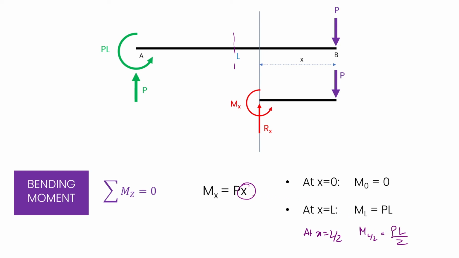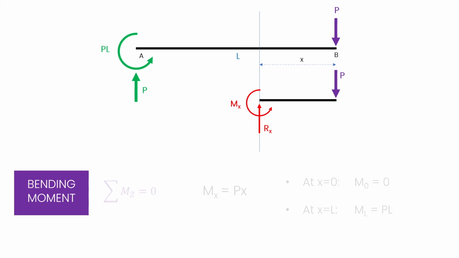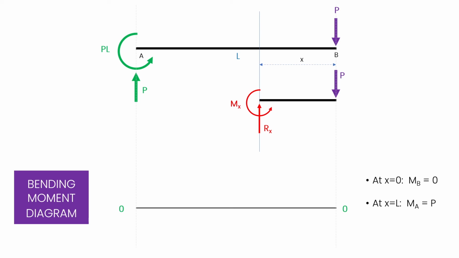So you can see it's very easy. And by just knowing the fact that Mx is directly proportional to X, we can see this is going to be a linear graph. So with these values at our hand, let's try and plot the diagram of the bending moment. So again, we have the starting point and the ending point as A and B. Let's try to solve for the bending moment. We know that Mx is going to be directly proportional to X. That is, it is going to be a linear diagram.